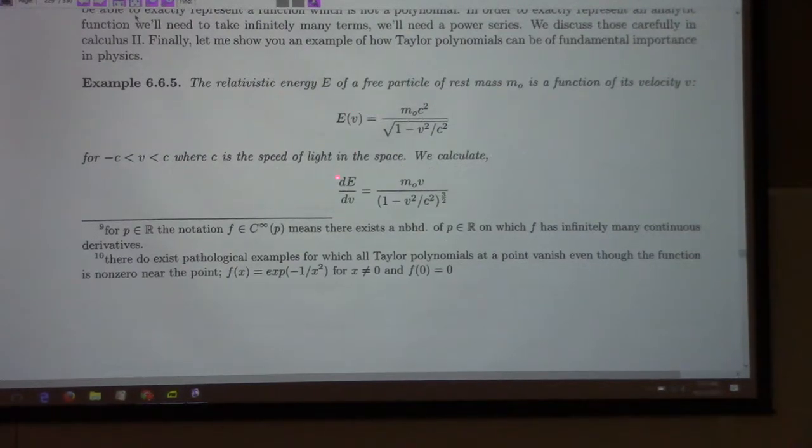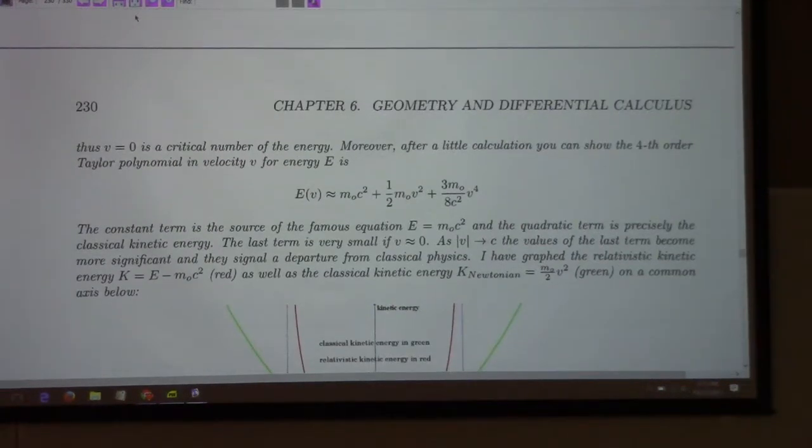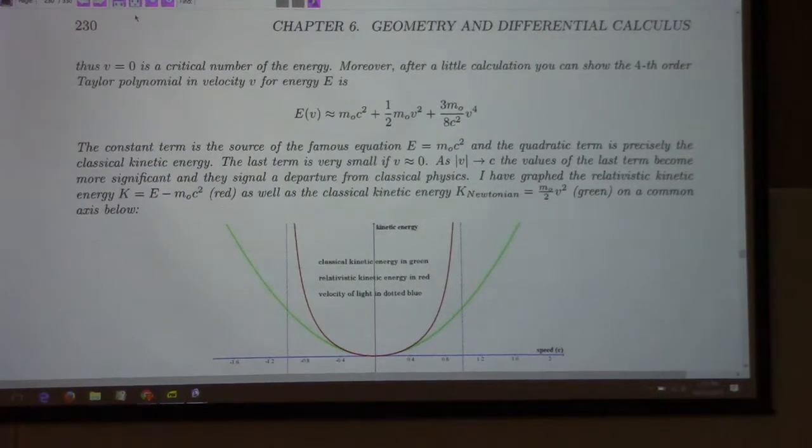So if you calculate the derivative of that, you get this. And after a little bit more calculation, you'll find out the fourth derivative ends up giving you this coefficient. So this is the Taylor polynomial of the relativistic energy up to order 4. So there's the rest energy, that's your 0th order term. If you studied physics, you could recognize this. This is what? Kinetic energy, classical kinetic energy.